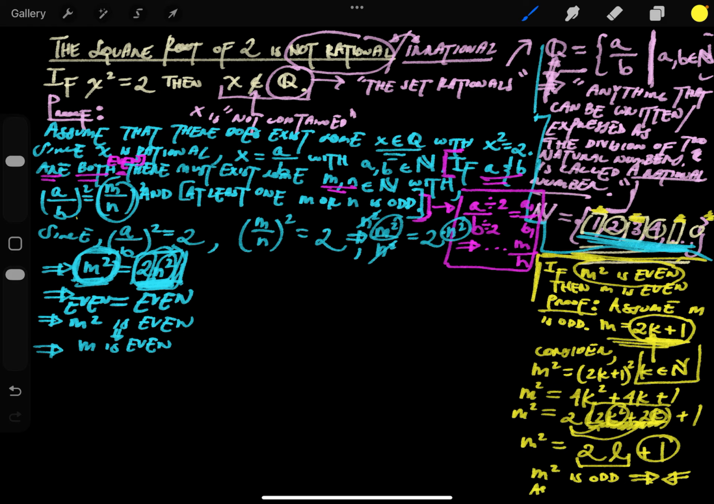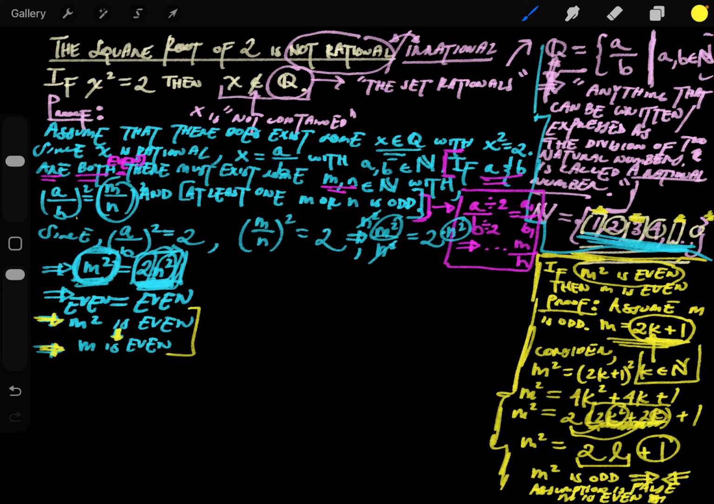And we can say the assumption is false, m is even. And we're done with proving what's known as the lemma. So I just proved this implication: if m squared is even, then m must be even. So I proved this implication, this whole thing here.